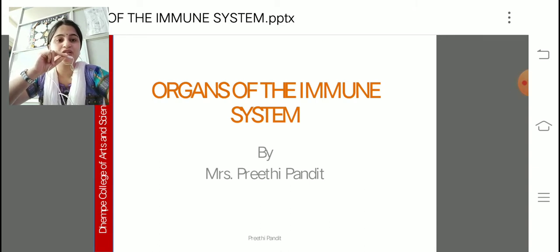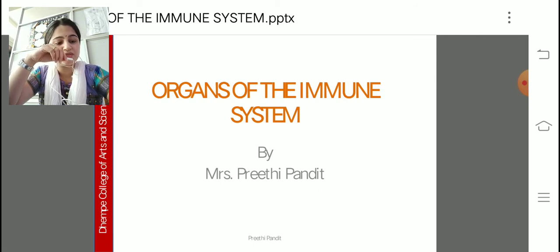So today we are going to discuss the organs of the immune system. As you know, the immune system is nothing but the defense system, which mainly comprises cells, which we have discussed previously, the vessel system or the lymphatic vessel systems, and the organs. So today we are going to talk about the organs of the immune system.